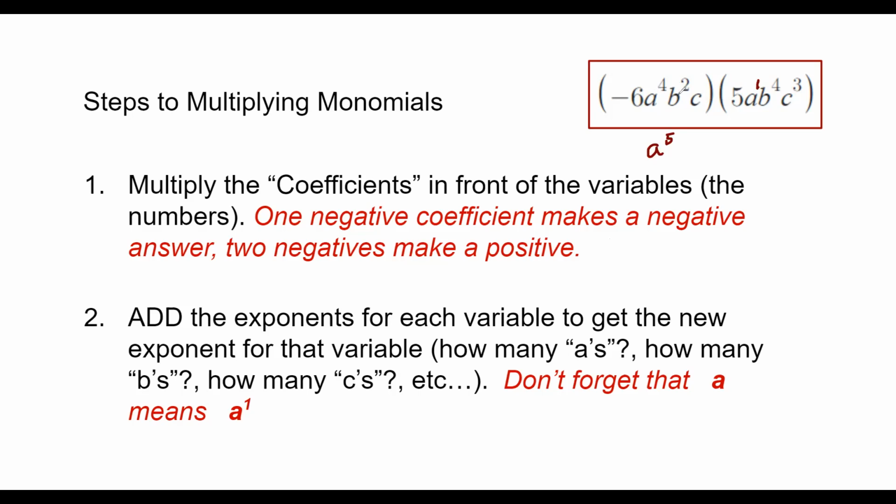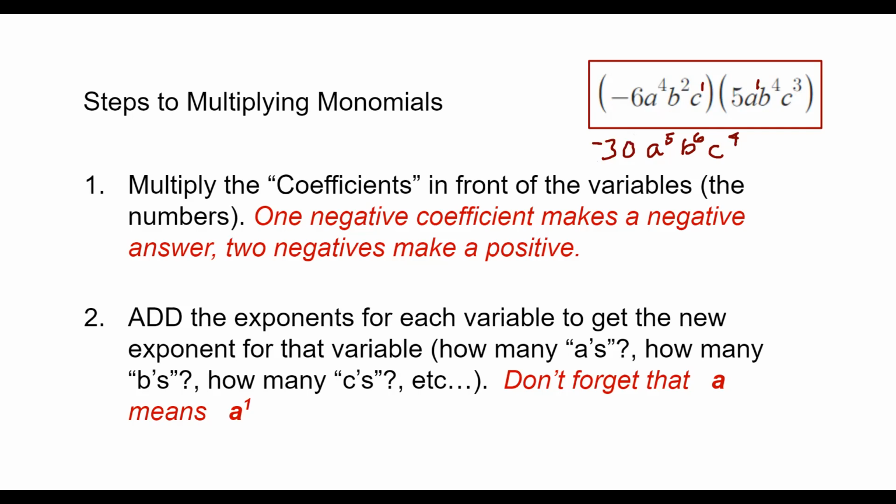How many B's? There's 2 B's here. There are 4 B's here. We add those together. We get B to the 6th. And how many C's? 1 C here, 3 C's there. We add those up, we get C to the 4th. So as long as I've done that part of this problem, I might as well multiply the coefficients. -6 times +5. There's one negative, so that will give us a -30 as our coefficient.